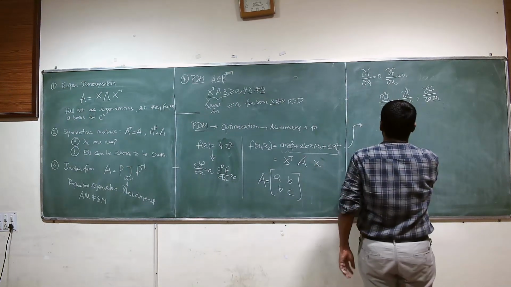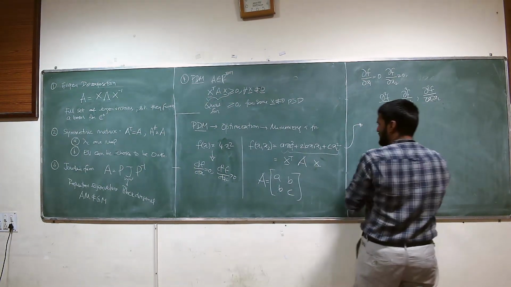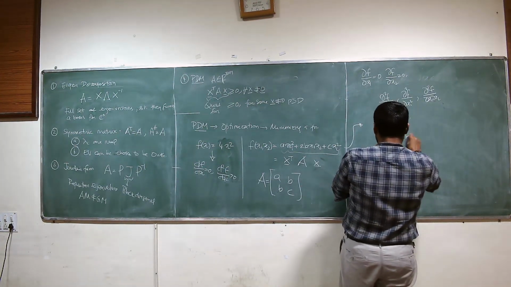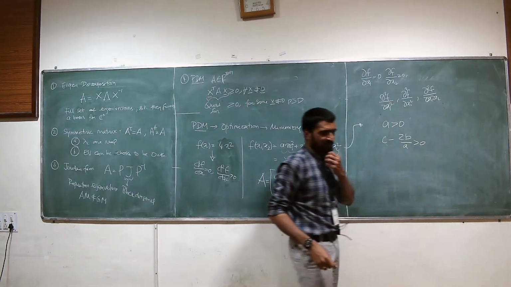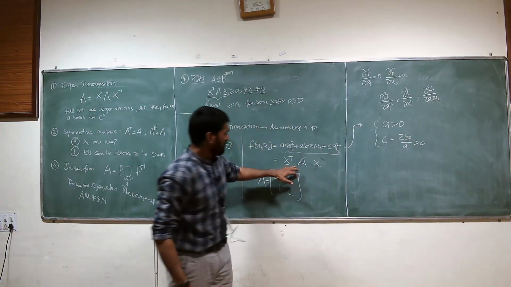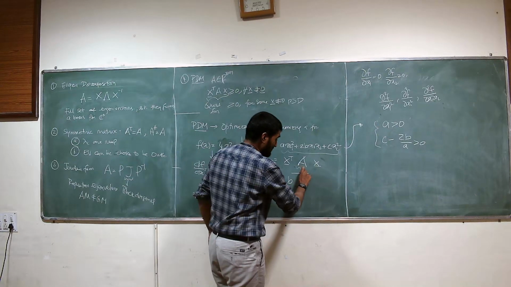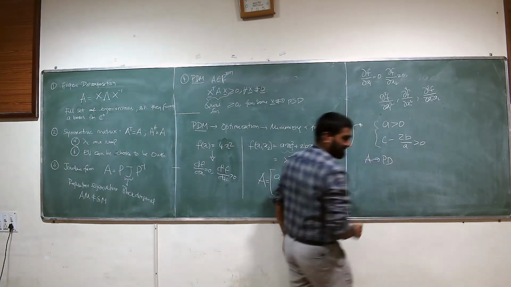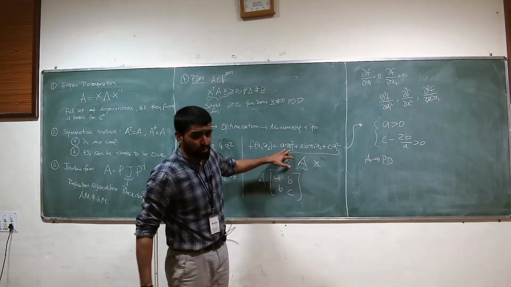If I remember correctly, the condition is A should be greater than 0, and let me get this, C minus B squared by A greater than 0, or something like this. Okay. So if these two conditions are satisfied, then it turns out that this function has a minimum, and if that is satisfied, it also turns out that A is positive definite. Okay.